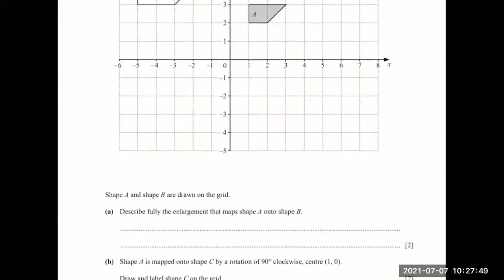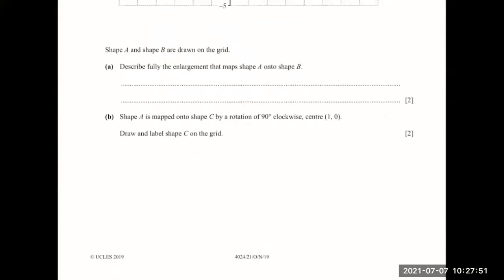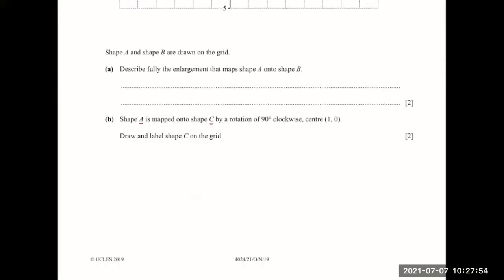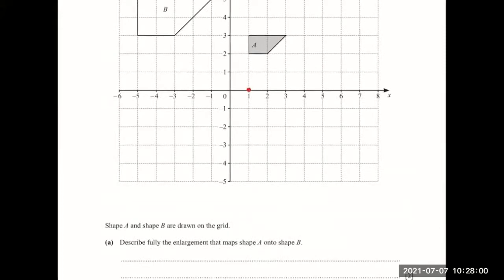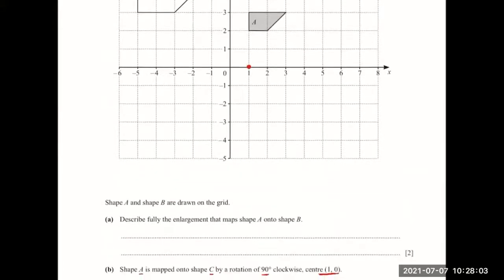Okay, let's look at this one. It says shape A is mapped onto shape C by a rotation 90 degrees clockwise, center (1, 0). Let me mark my center first. So I marked my center. Draw and label the shape C.